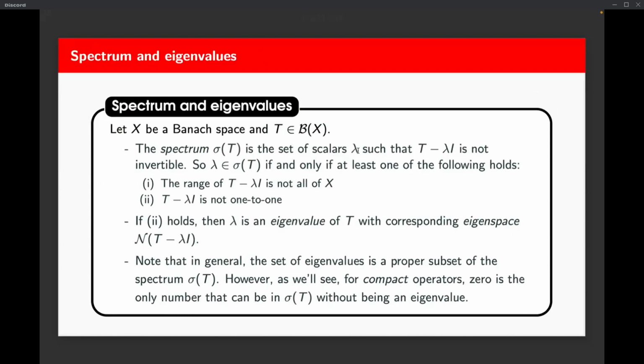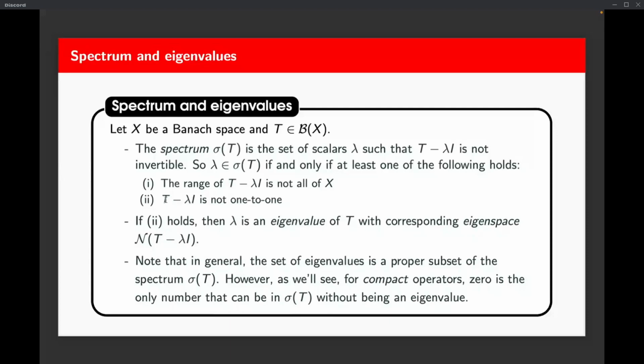So the spectrum is the set of all scalars lambda such that T minus lambda I is not invertible. And as Rudin points out, this can happen in one of two ways, right? If T minus lambda I is not invertible, then either it's not surjective or it's not injective or both. However, because we're not in finite dimensions, it's possible for only one of these to hold and not the other. So either the range of T minus lambda I is not all of X, or T minus lambda I is not 1 to 1. And only in case 2 will we call lambda an eigenvalue.